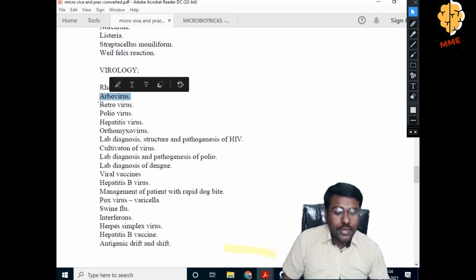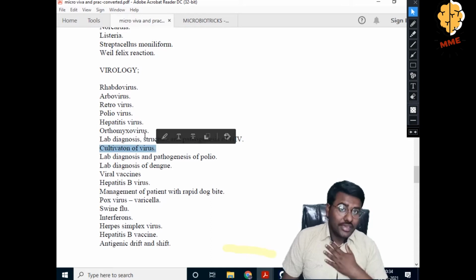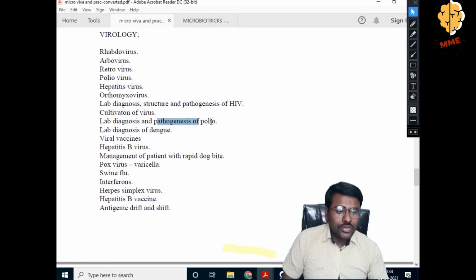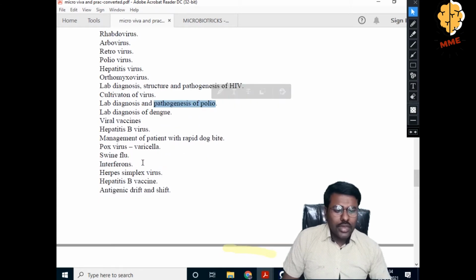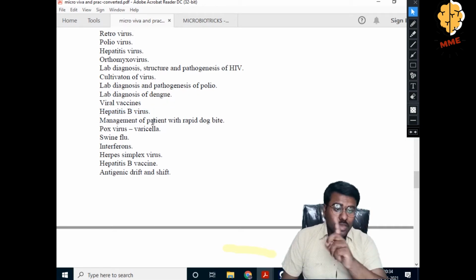Arbovirus is the first study, then the retrovirus, then the rhabdovirus, and then poliovirus. They can ask you the pathogens of the HIV, which is a very common question. And this year the most important question, I think, is the cultivation of the viruses. Then the pathogenesis of the polio is commonly asked, and hepatitis B virus is asked. Then the post-exposure prophylaxis of the hepatitis B, HIV, and rabies, very important.